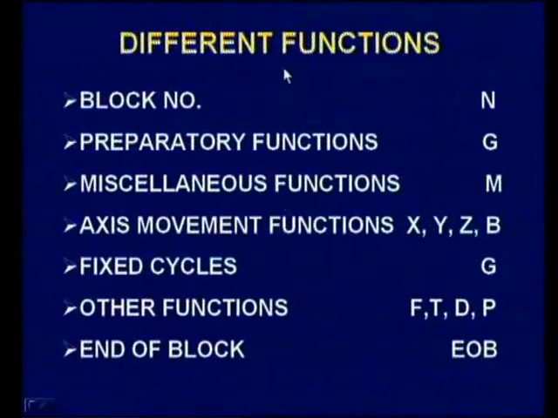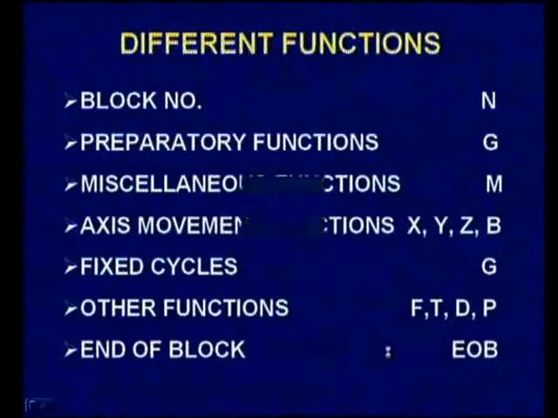Then what are the different functions which are used in part programming? The first and foremost one is the block number. It is denoted with N. Preparatory functions, G. Miscellaneous functions, M. Axis movement functions, X, Y, Z and B. Fixed cycles. These fixed cycles are also called canned cycles, denoted with G. Other functions like F, T, D, P. End of block, it is denoted with EOB.